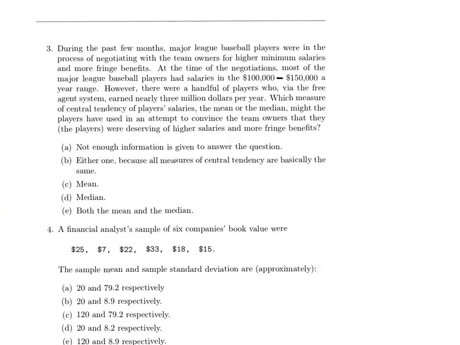Number 3, during the past few months, Major League Baseball players were in the process of negotiating with the team owners for a higher minimum salary and more benefits. At the time of the negotiations, most of the baseball players had salaries in the range of $100,000 to $150,000 a year. However, there were a handful of players that earned nearly $3 million per year. Which measure of central tendency, so we're dealing with the mean, the median, and the mode, might the players have used in an attempt to convince the team owners that the players were deserving of higher salaries?